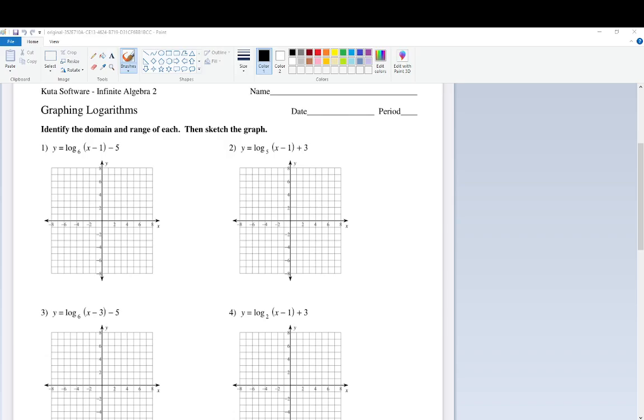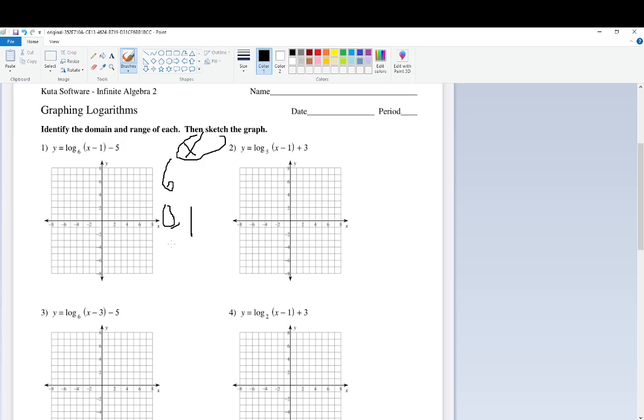Okay, I'm going to try to go over each of these as fast as I can. These are all transformations. You never want to start fresh. You want to start with two or three key points that you know exist on a log 6. And if you can't remember what exists on a log 6, you can do 6 exponent and then just reverse the points. So for instance, when x is 0, y is 6 to the 0, 1.